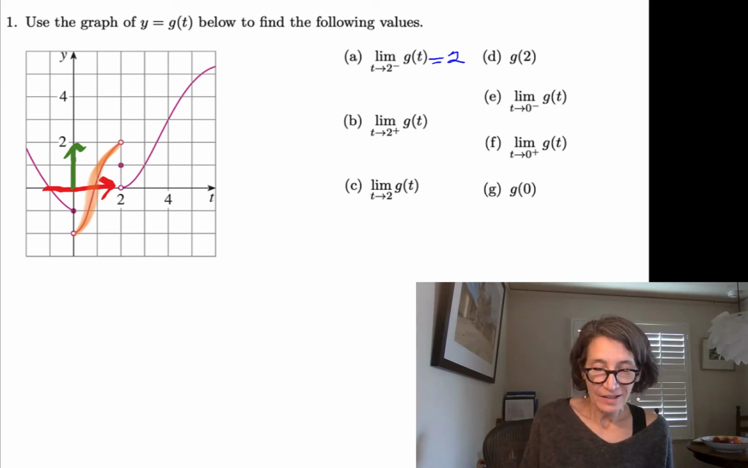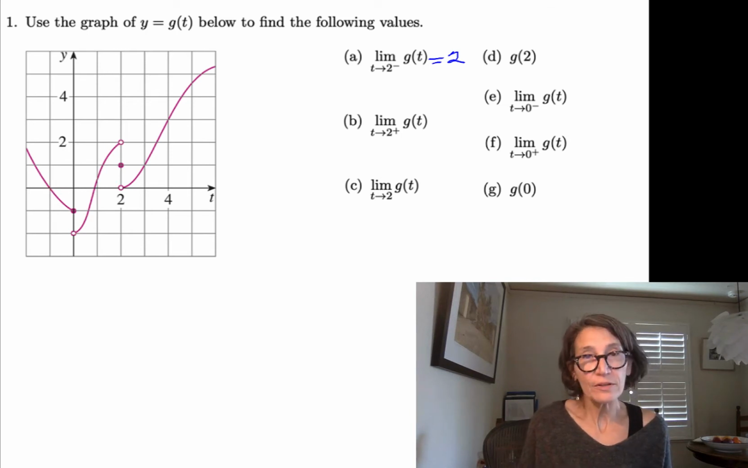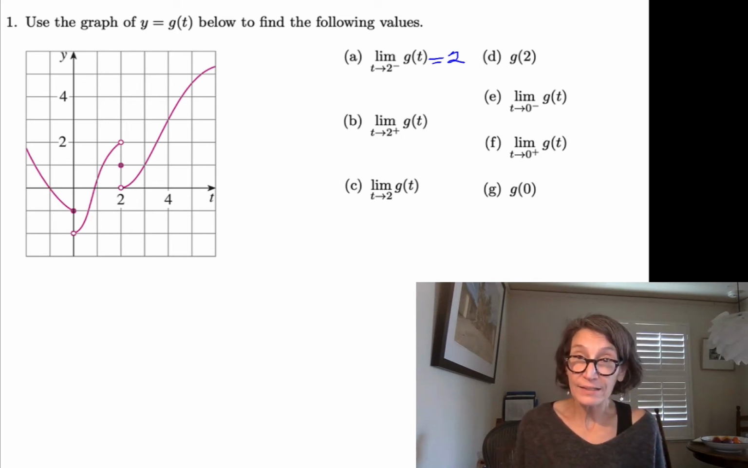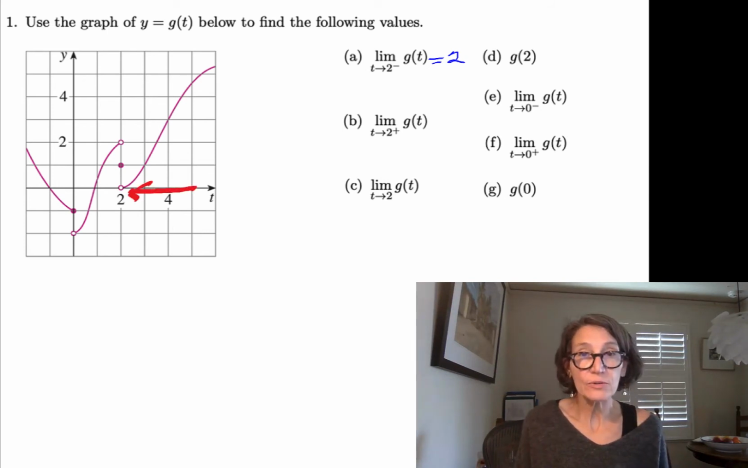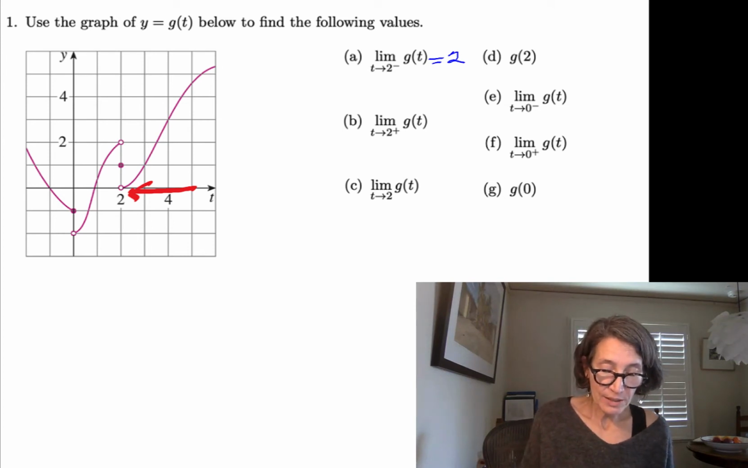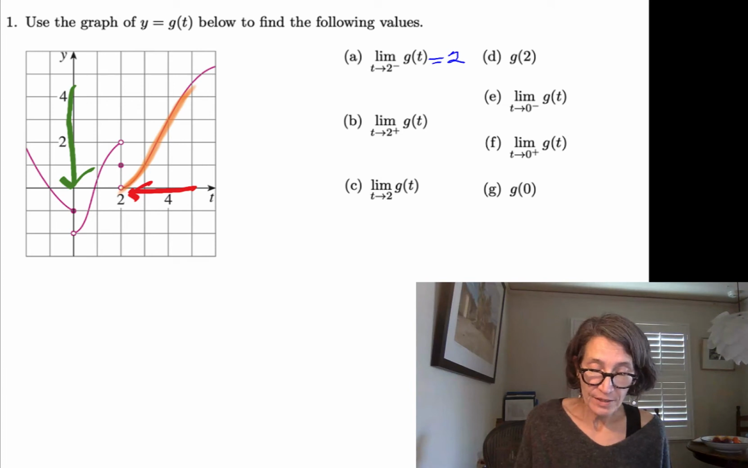All right, let's look at part B. Part B says we're looking for the limit as t approaches 2 from the right of g of t. So as t approaches 2 from the right, that means the t values are all greater than 2, but getting closer and closer to 2. And so we can see along the curve, we're taking on those points there, and that means our y coordinates are coming down and approaching 0. So this limit is 0.